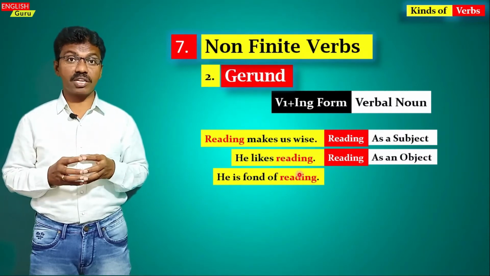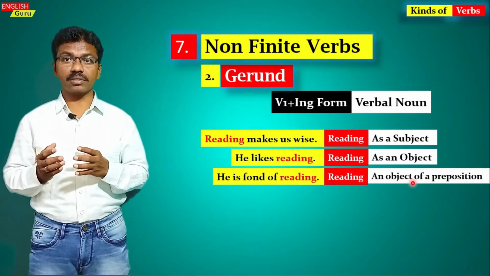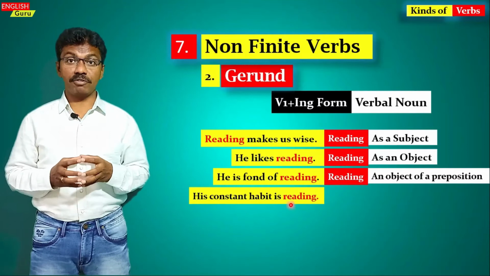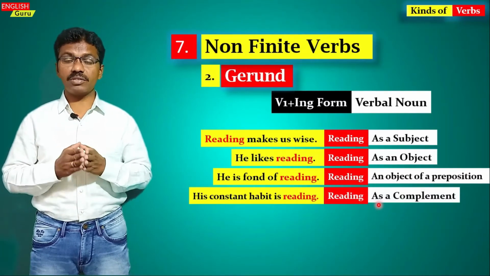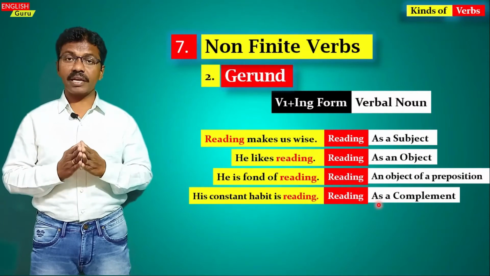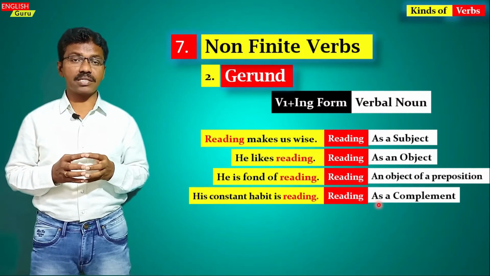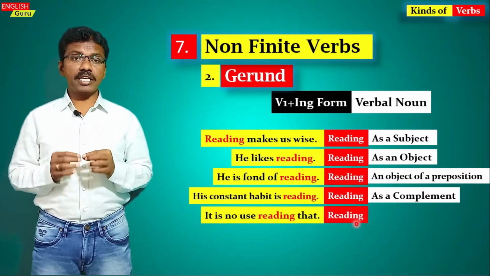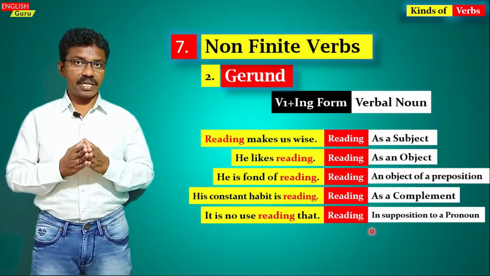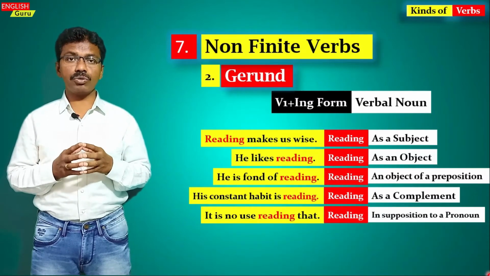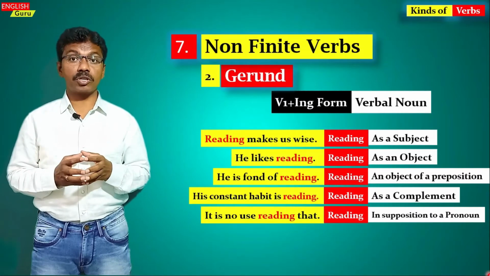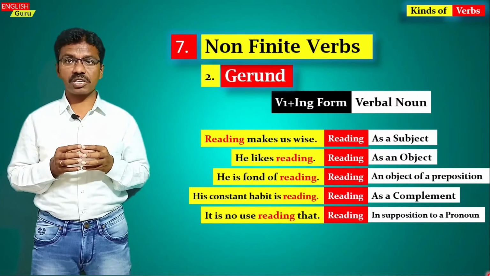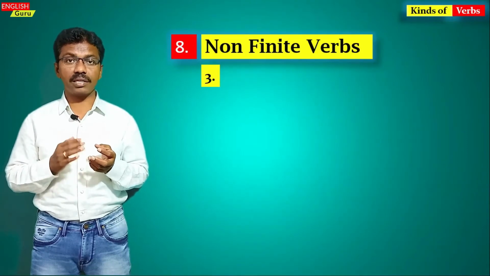and it is an object of this sentence. Whereas if you say he is fond of reading, here reading is an object to the preposition of. And if you say his constant habit is reading, here reading is again a gerund or verbal noun, and it is used as a complement to the subject habit. Whereas if you say it is no use reading that, here reading is again a gerund, but it is used in apposition to a pronoun, that. So a gerund is basically a verbal noun which can be used as a subject and object and in other forms also.